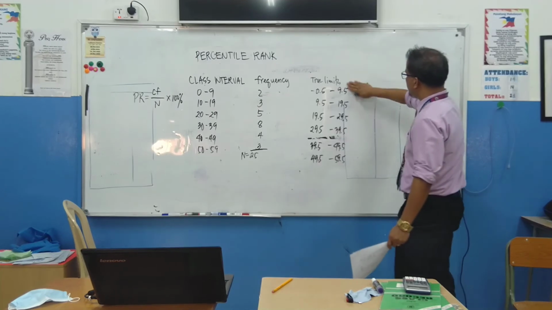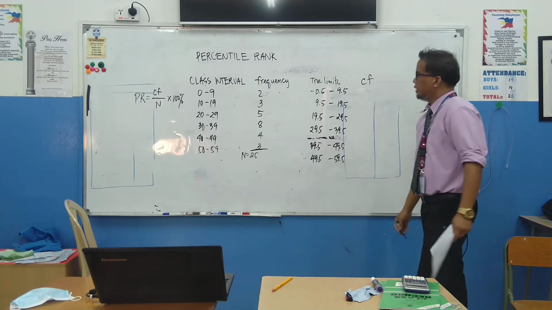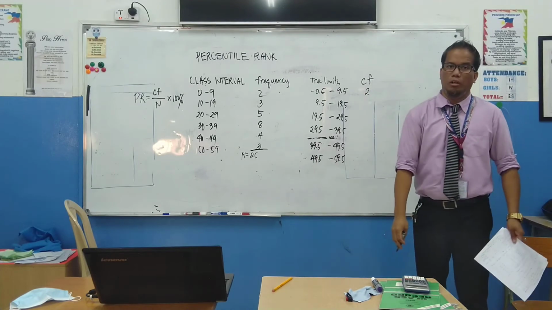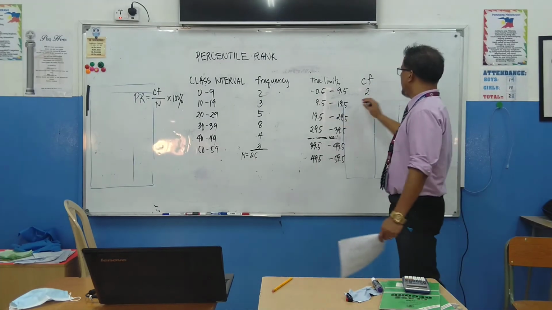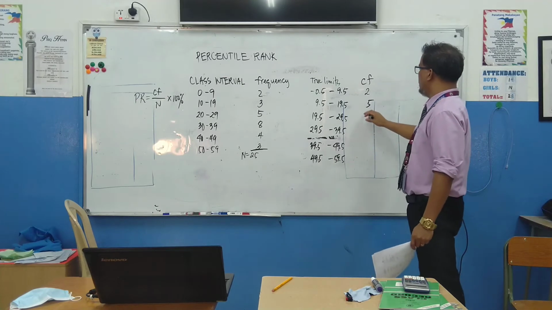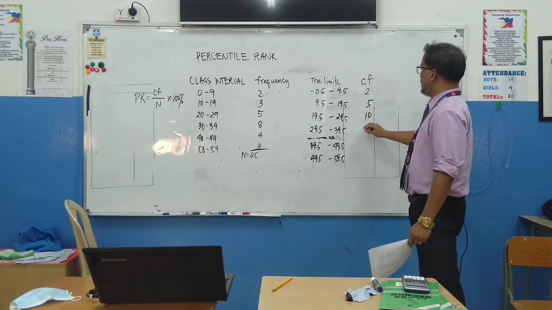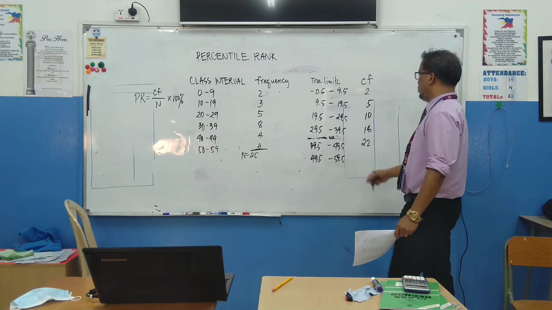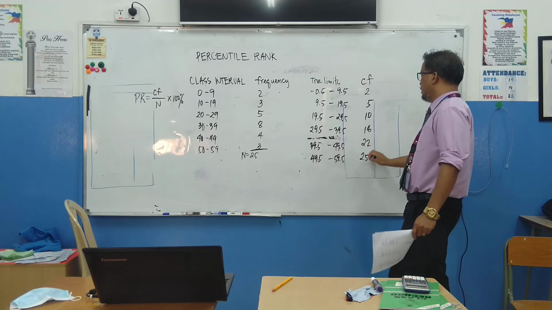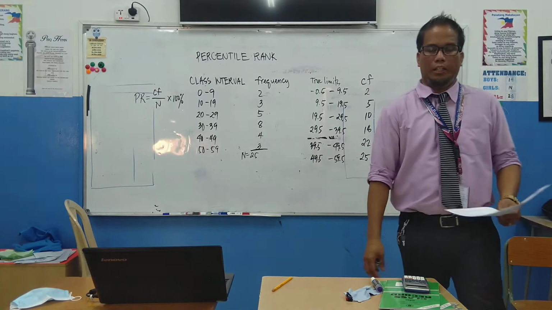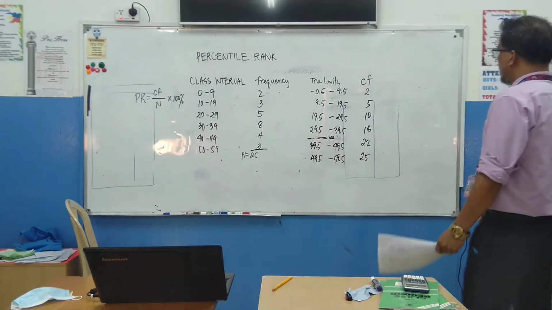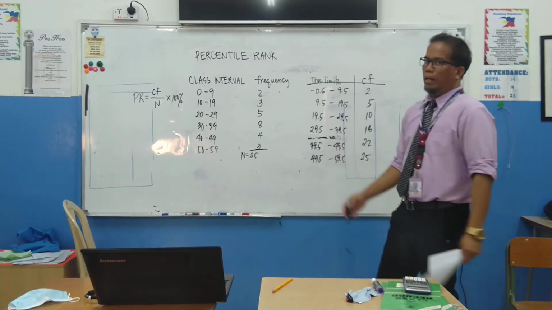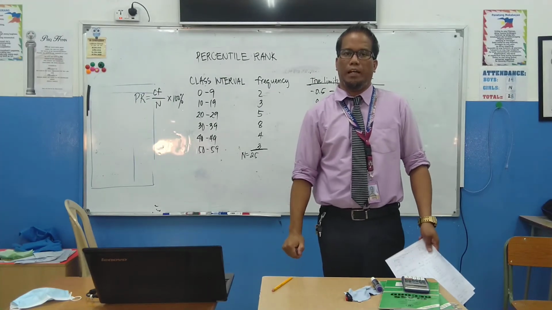For the CF, cumulative frequency, starting here, just copy 2, then add: 2 plus 3, 5; 5 plus 5, 10; 10 plus 8, 18; 18 plus 4, 22; and 22 plus 3, 25. So that will be our cumulative frequency. After this table, we will apply interpolation to find the CF.